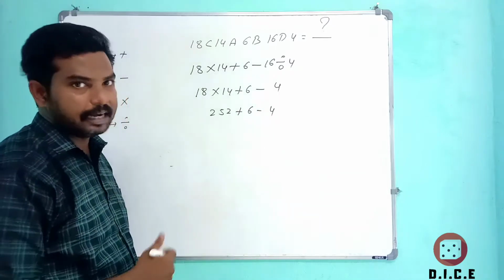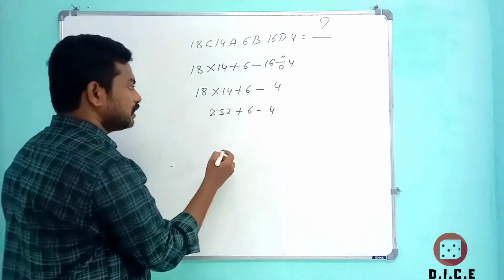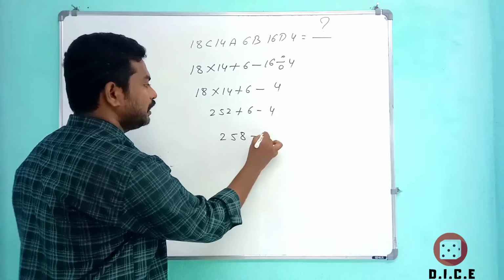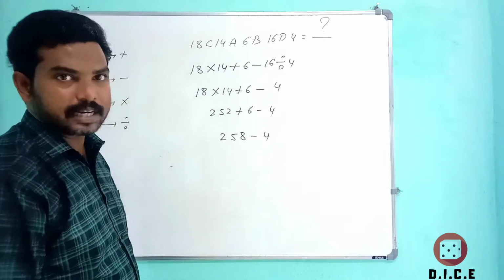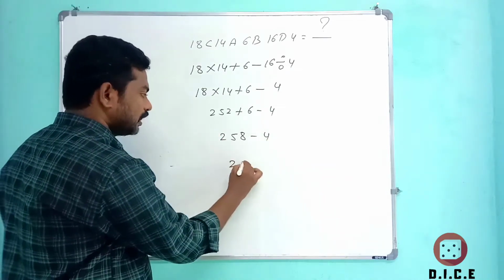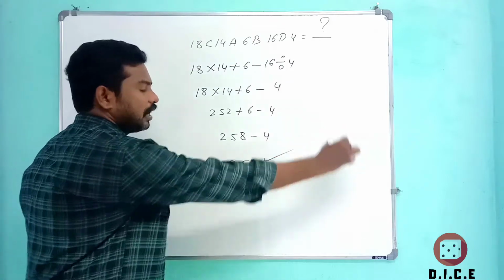Multiplication part is completed. Later we have to do the addition. 252 plus 6, that is nothing but 258 minus 4. And finally the subtraction part: 258 minus 4, that is nothing but 254, is your final answer.